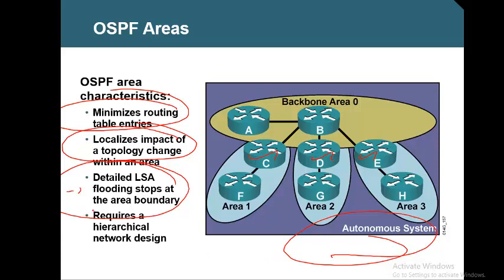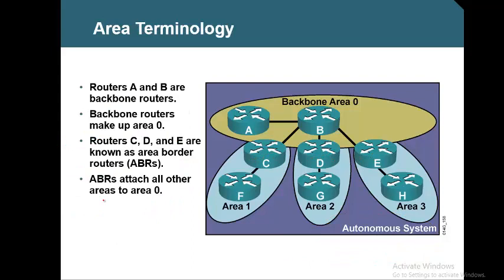What is an autonomous system in OSPF? Multiple areas connecting through one area 0 is what? An autonomous system. Many non-backbone areas connecting to one backbone area to form a group, which will be under a single administration, is an autonomous system in OSPF. So C, D, E are the border routers, these are the summarization points.